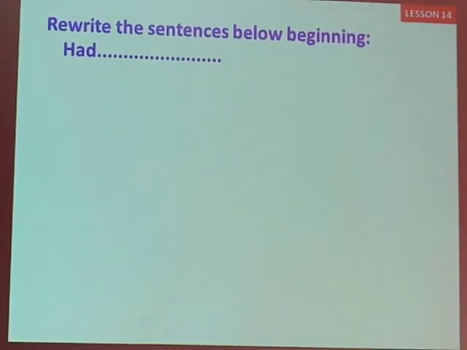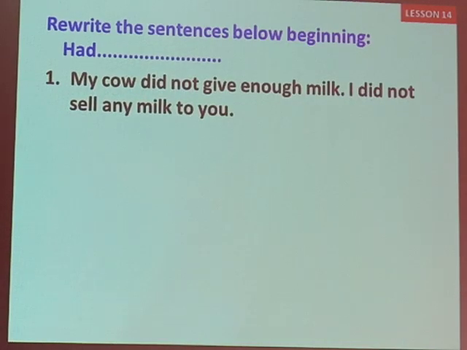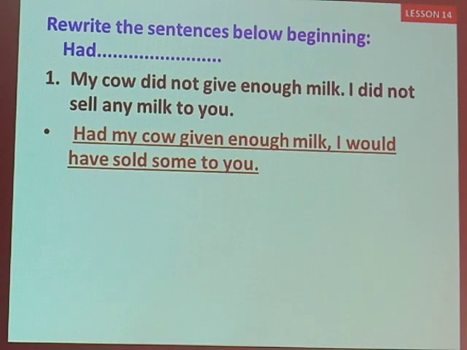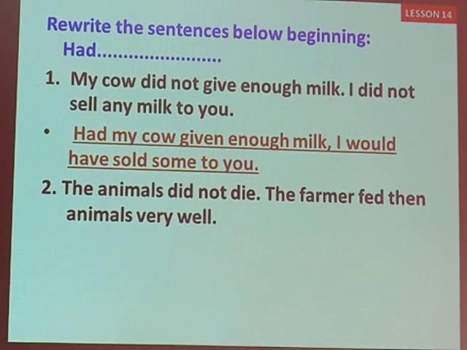We proceed to the last instruction for this. Here you are required to rewrite the sentences below, beginning had. Remember, when you're beginning with had, you are using if 3 without the word if. So the first sentence for this case was, my cow did not give enough milk. I did not sell any milk to you. We shall not repeat the word milk in our construction. Are we together? So the answer should be, had my cow given enough milk, I would have sold some to you. I'm sure you got that one right as well. Let's have a look at the last question.